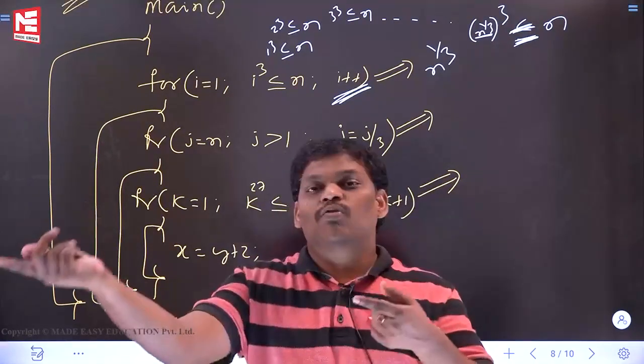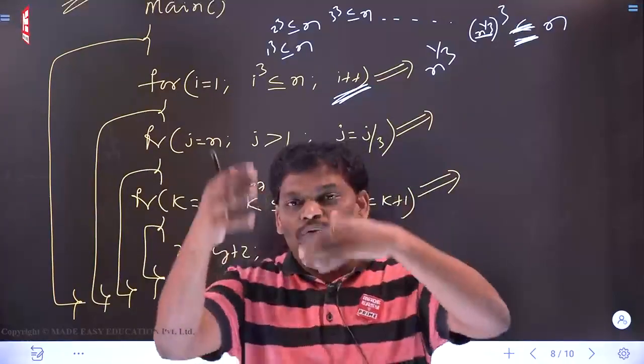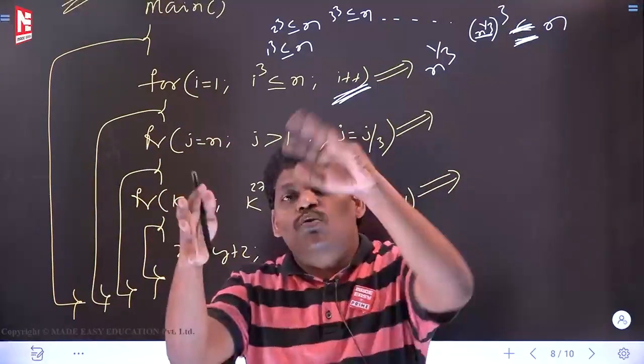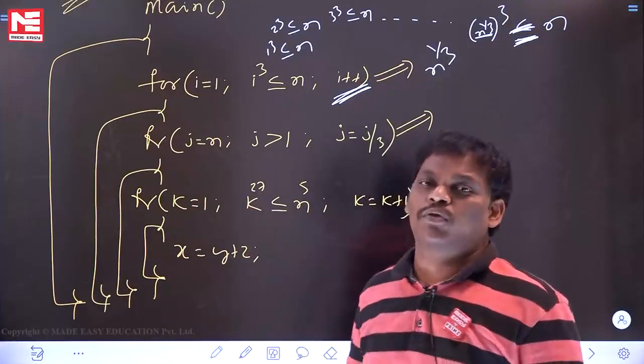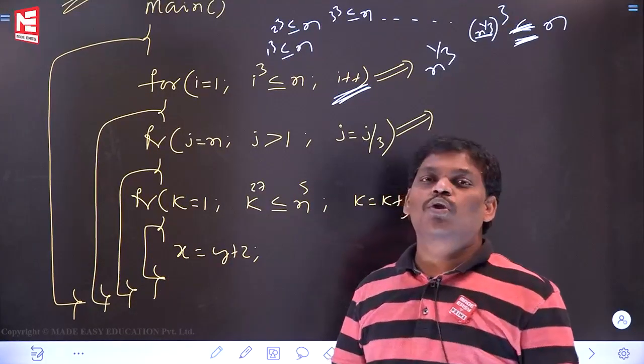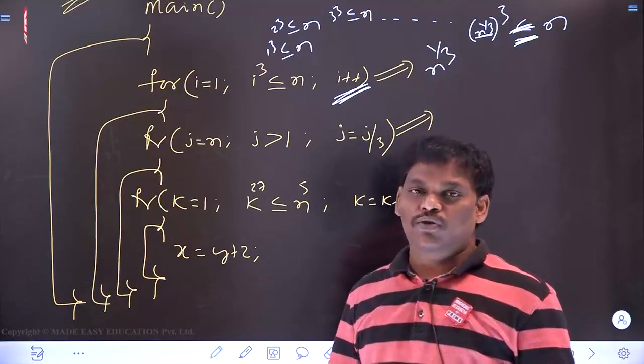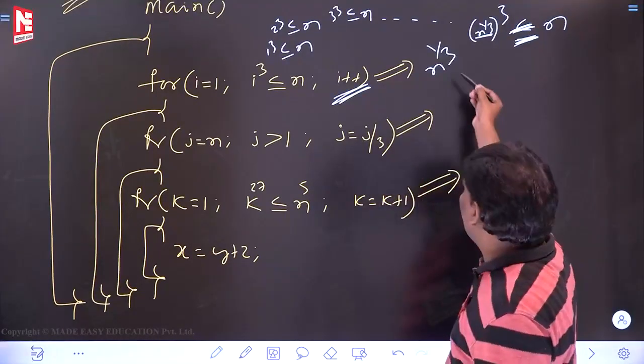So 1 cube less than or equal to n, 2 cube less than or equal to n, continue. But some number whole cube is equal to n. Which number? I think definitely that should be n power 1 by 3. n power 1 by 3 whole power 3 is equal to n, true. So the first loop is n power 1 by 3 times.